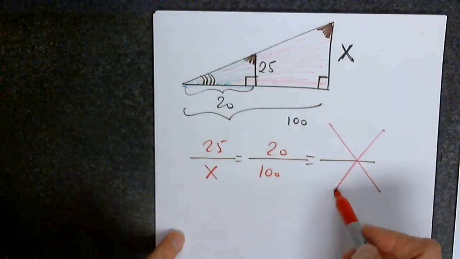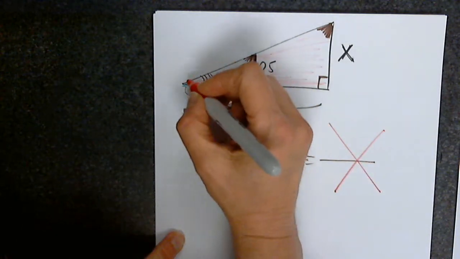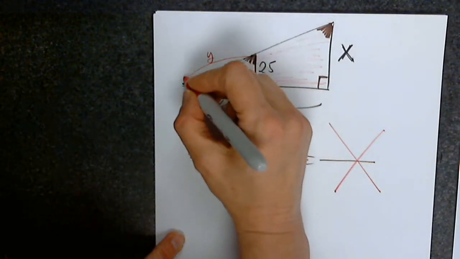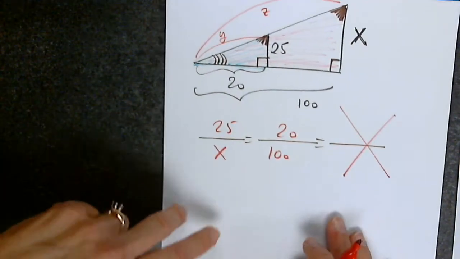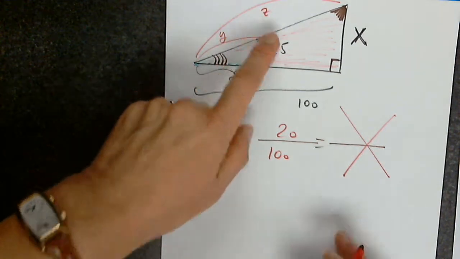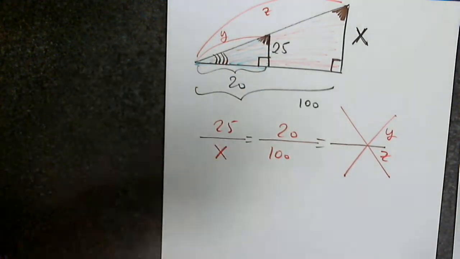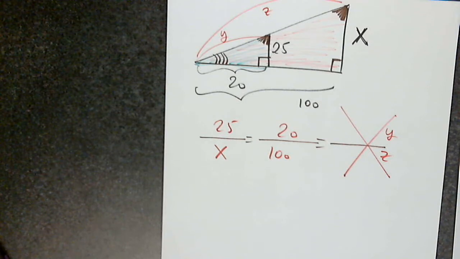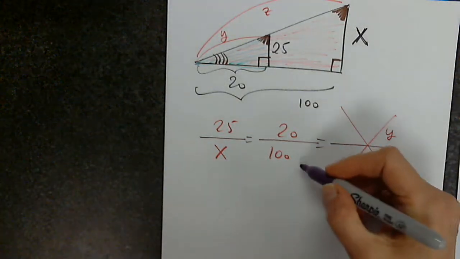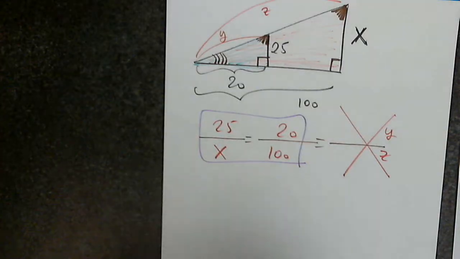I don't need the third one. I don't even have anything. If you want, I can write this as y and this is z. So it will be y over z. But I cannot use it because I have two variables in there. In order to find x, of course, I'm focusing on this.